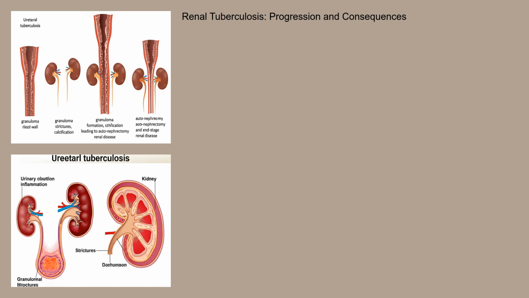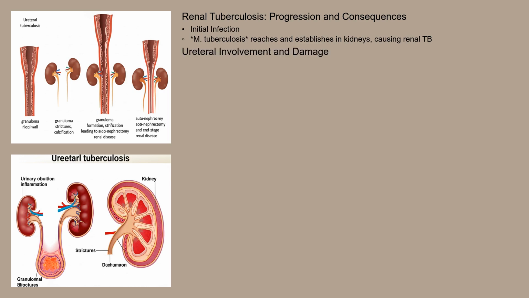Once Mycobacterium tuberculosis reaches the kidneys, it establishes itself, leading to renal tuberculosis. The bacteria then spread downward via the urine, infecting the ureter. This infection triggers an inflammatory response, causing the ureteral wall to thicken and become scarred. Granulomas, which are clusters of immune cells attempting to contain the infection, form within the ureteral tissue. Over time, this process leads to strictures or narrowings of the ureter.